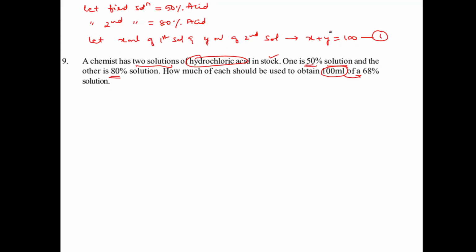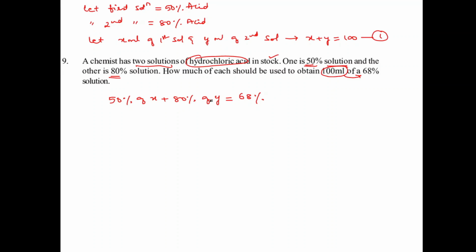So this is your first equation. Let's look at the second equation. What he wants us to say here is that you have a 50% solution in one and an 80% solution in the other. If you add these two, how much should be obtained? It needs to be at 68%. Hope this is clear to everyone without any doubt, right?